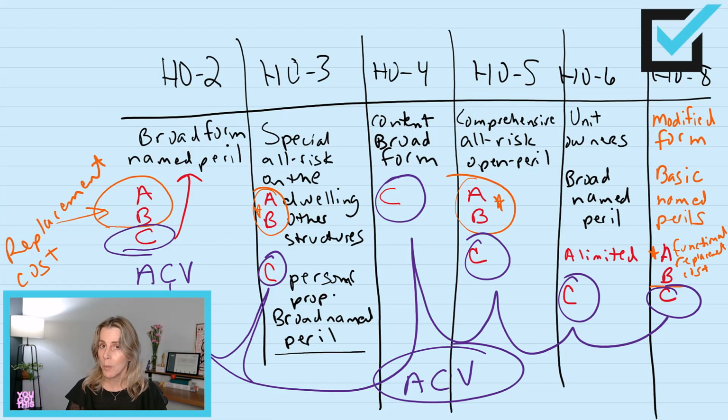So once again, the best coverage is provided by the comprehensive form because it is open risk, all peril on all three coverages A, B, and C. Replacement cost coverage only applies to coverages A and B. Contents, personal property, coverage C is always depreciated value.